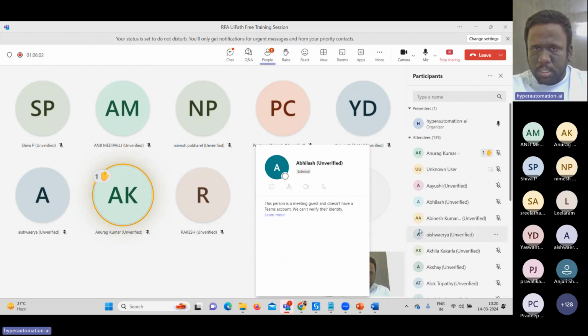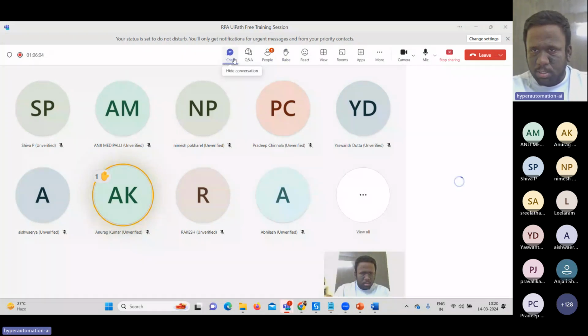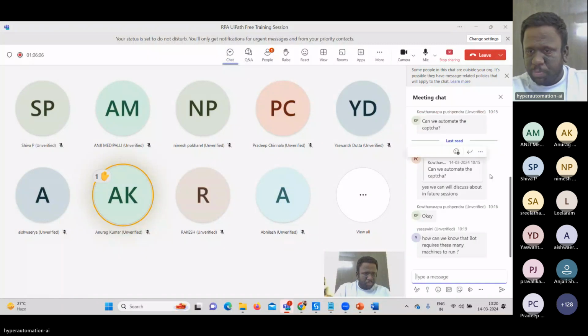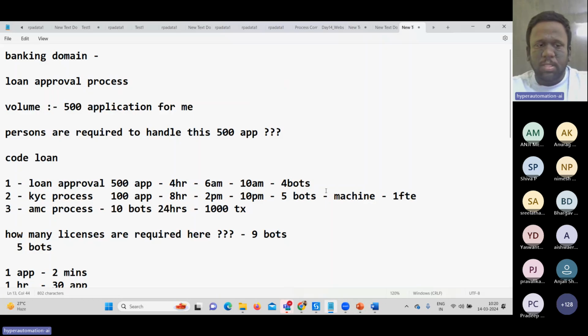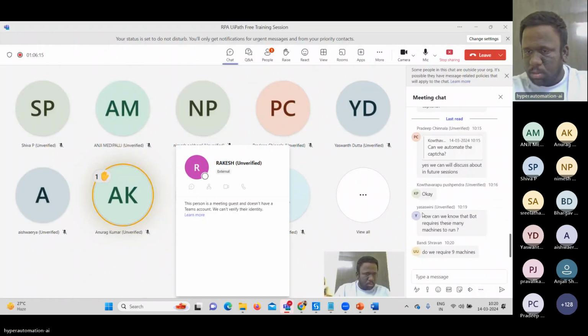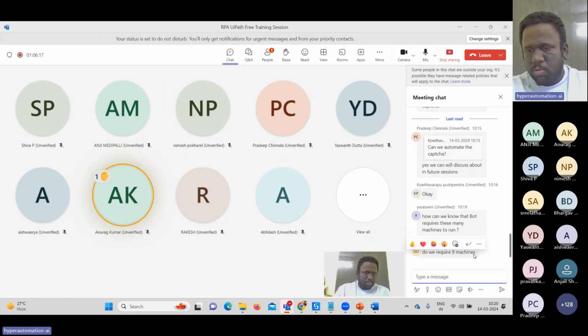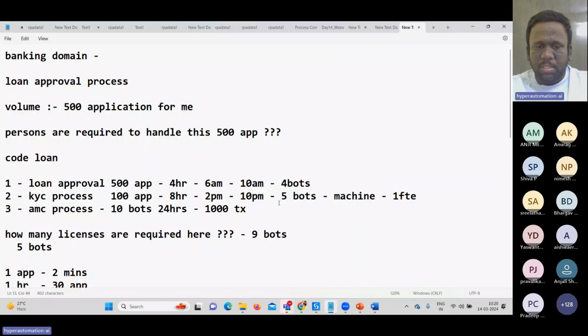Fine. Now let's jump into the chart once again. How can we know how many machines the bot requires to run? It purely depends upon the average handling time and the number of transactions. So we require 9 machines. Of course, it depends upon your business requirements.